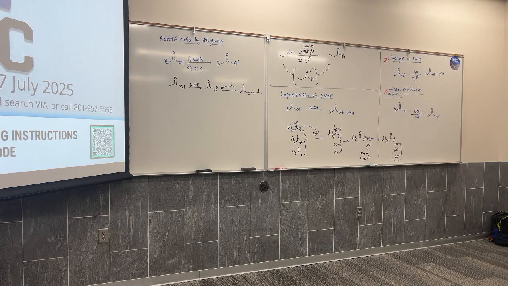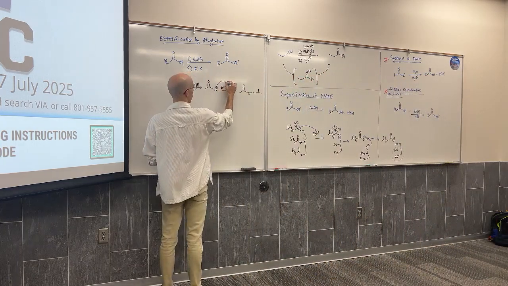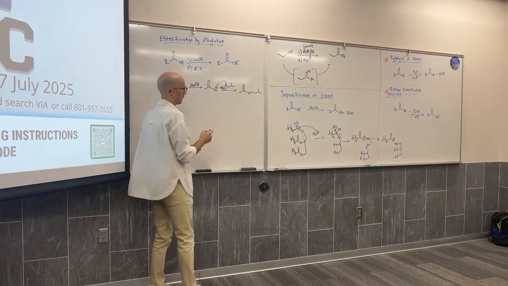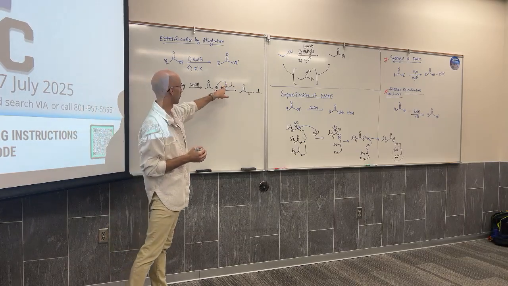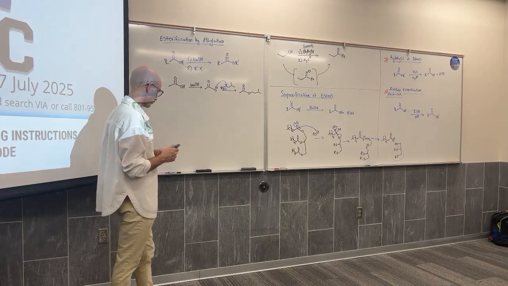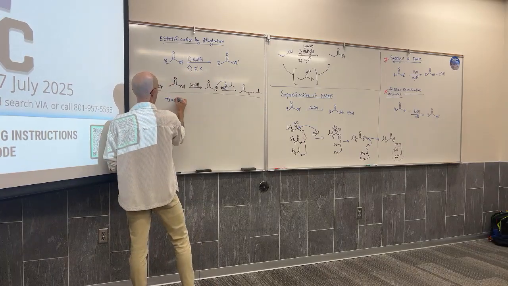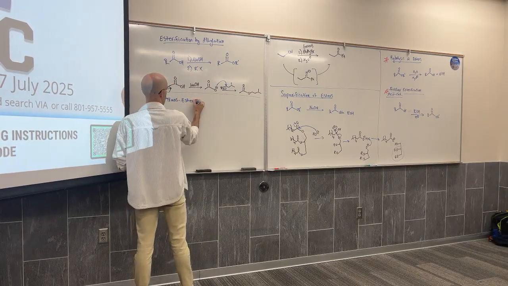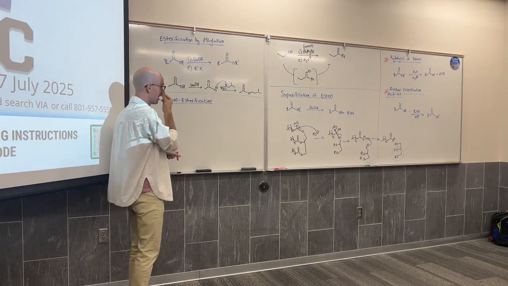But you could run it through alkylation. You could take a carboxylate, react it with an alkyl halide. This works best on primary alkyl halides. And you just run a simple SN2 substitution. Carboxylate bonds to carbon, bromine leaves.